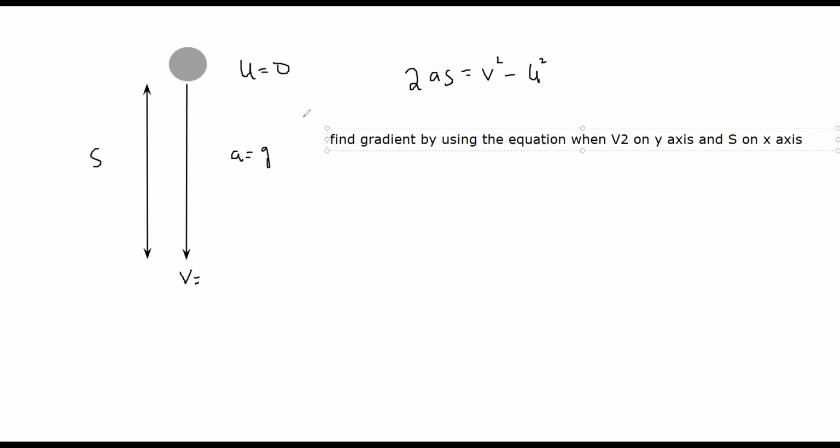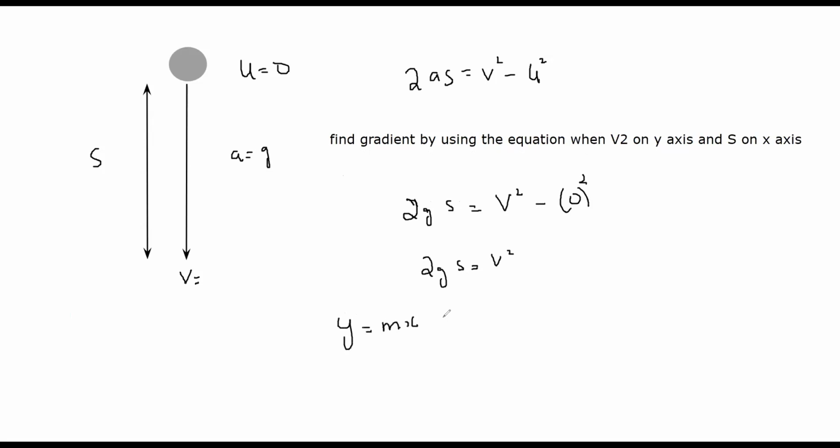So first, when I substitute the values, as we know, acceleration is due to gravity, so 2gs equals v square minus u square, and u is 0 because the falling object's starting velocity is 0. So I can say 2gs equals v square. But the problem here is that I have the equation y equals mx plus c, so the quantity which is on the y-axis should be on the left-hand side.